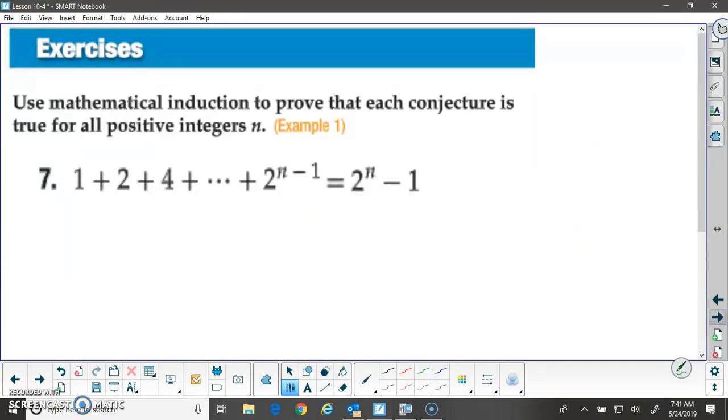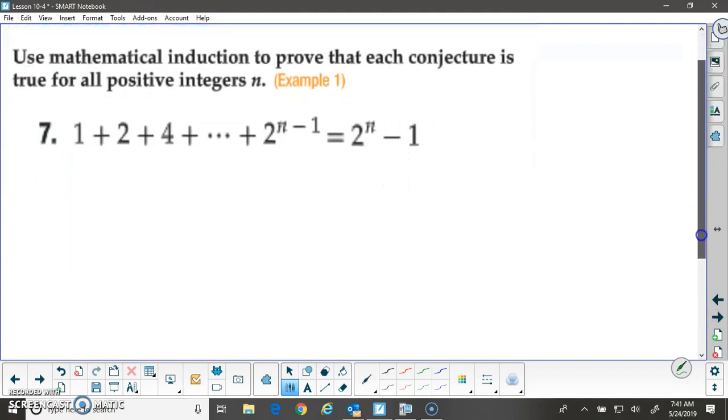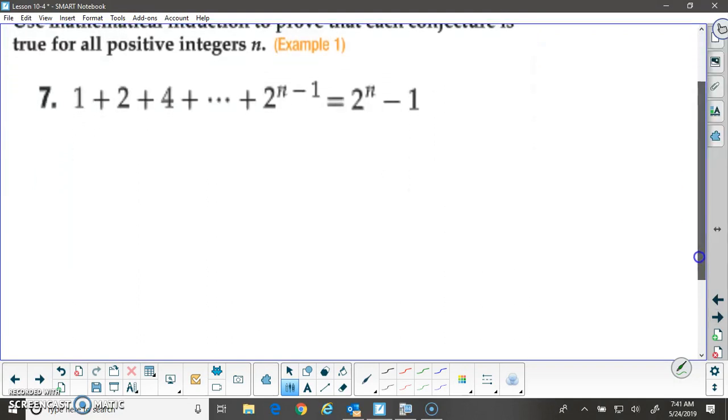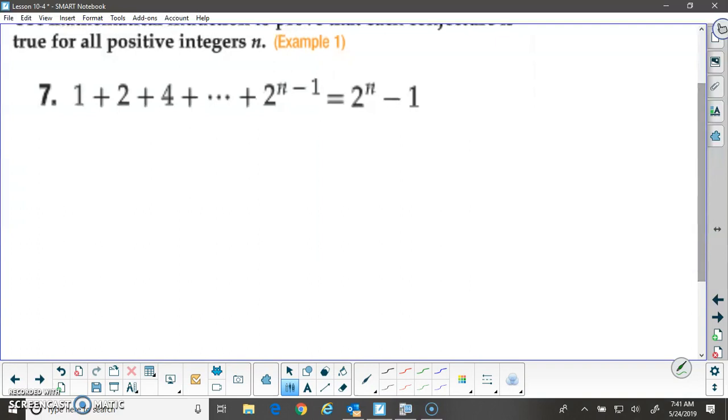Let's go to this one. This is a geometric sequence. You can see here that the pattern is we're multiplying by 2. So we have the first step, show true for n equals 1.